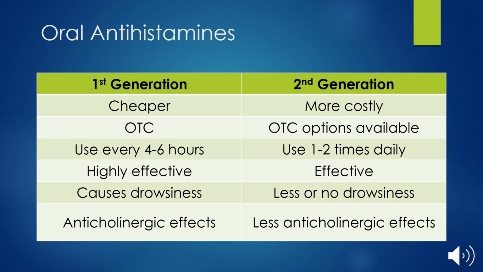So the main differences between the first and second generations are listed here for you. The first generations are cheaper. They're all available over the counter. One of the downsides, though, is that you have to use them every 4 to 6 hours. However, they are highly effective, which is why they're given if someone is having an allergic reaction. A lot of times you'll recommend giving Benadryl or something like that if the patient is able to take it, because it is highly effective. However, it does cause drowsiness in a lot of cases, and it does exhibit a lot of anticholinergic effects because there is higher CNS penetration, and a lot of these effects may be sedation, dry mouth, urinary retention, constipation, and or blurred vision.